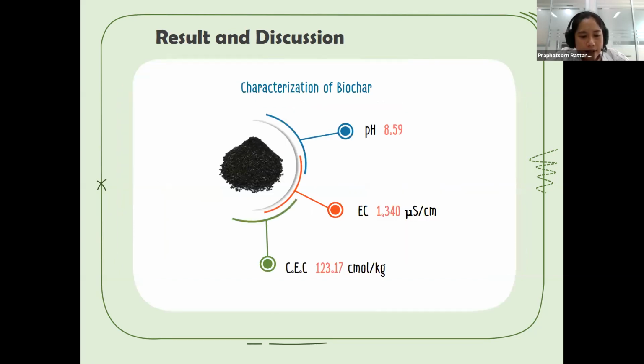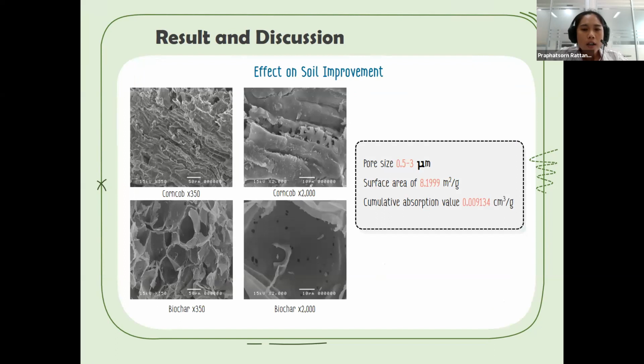The characterization of biochar is shown in this slide. The pH of biochar is around 9. The electrical conductivity is around 1,300 microsiemens per centimeter. And last, cation exchange capacity is around 100 centimole per kilogram. This slide shows the morphology of biochar. The raw corn cob shows no porosity, but corn cob biochar was shown to have a number of pores inside, with increased porosity after pyrolysis.